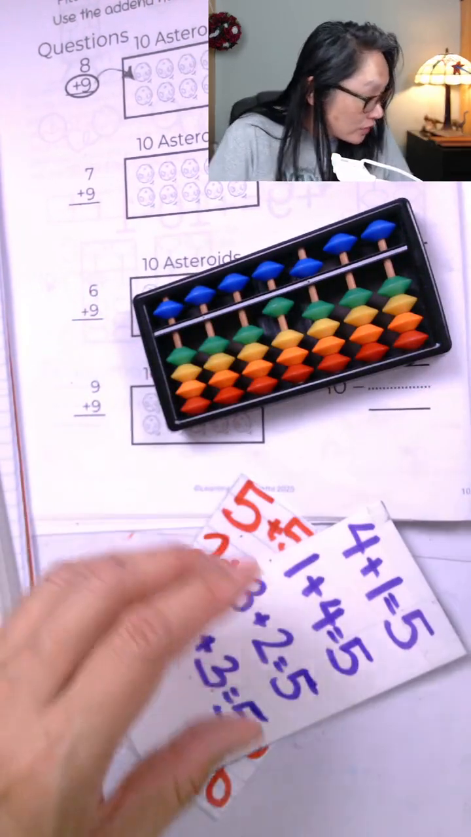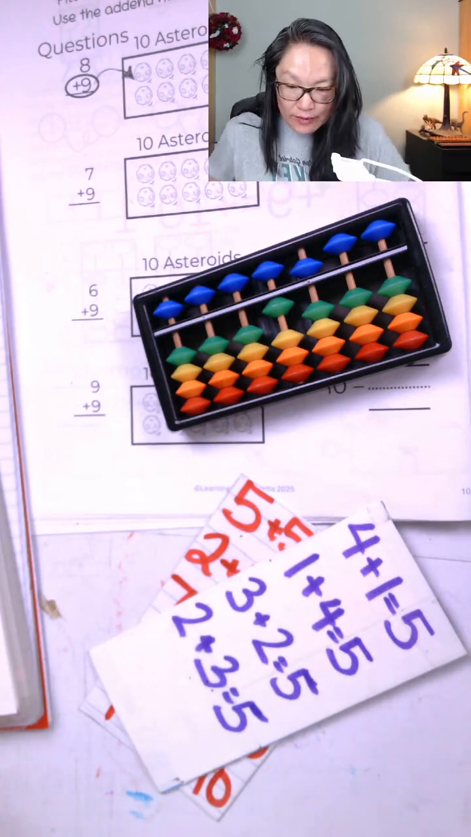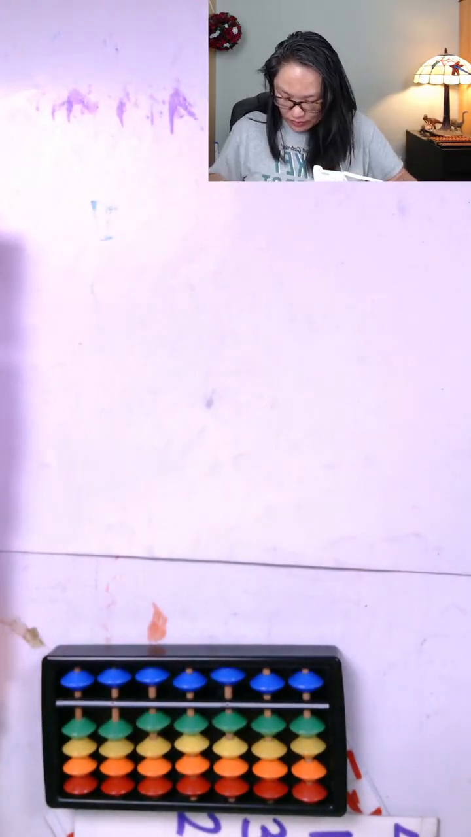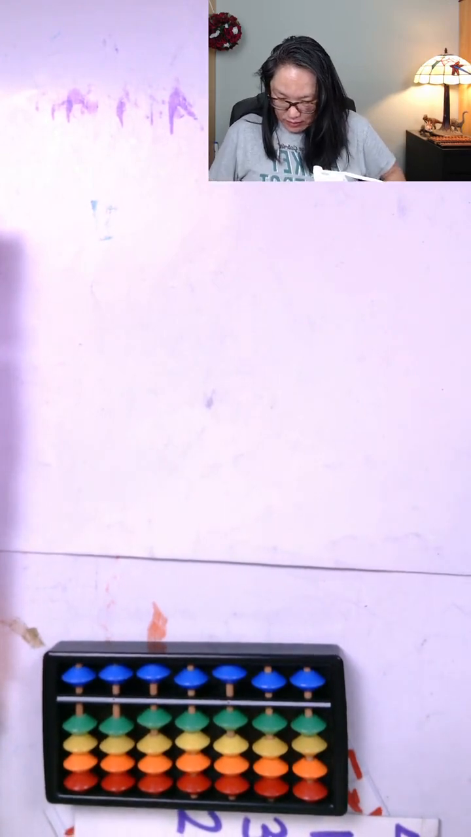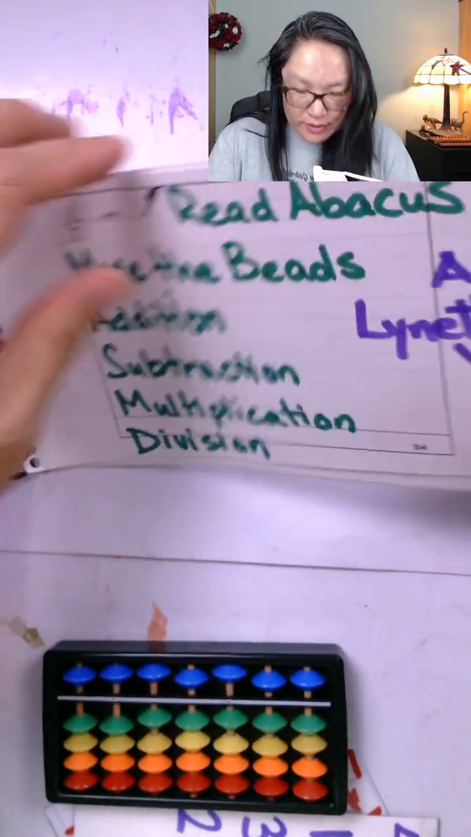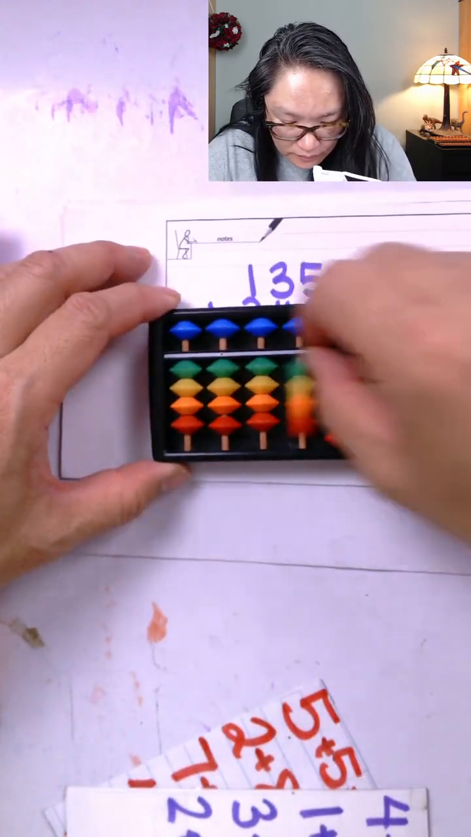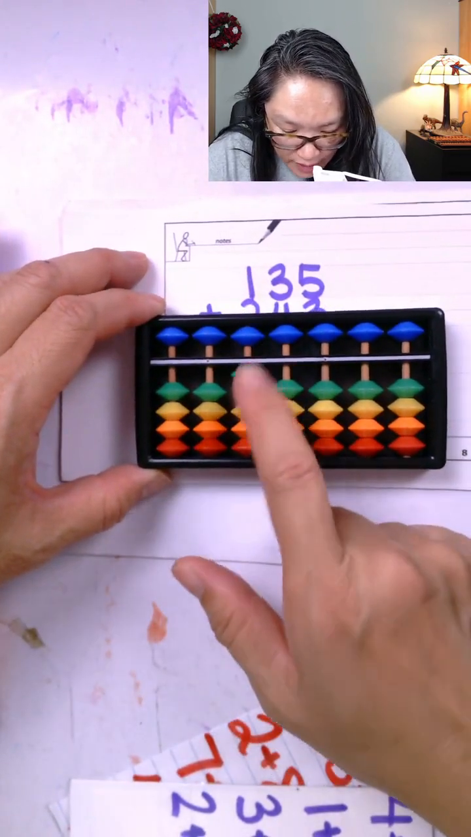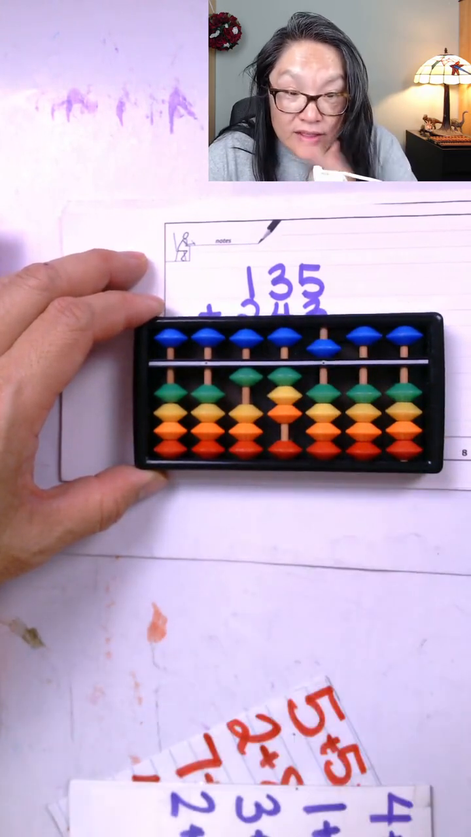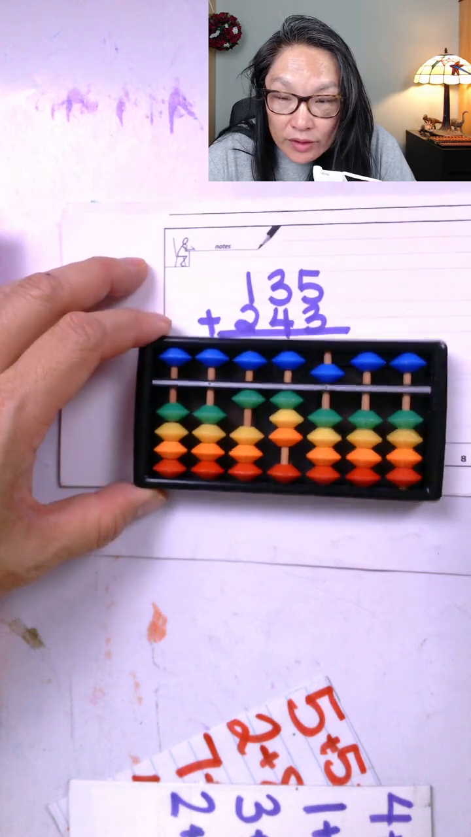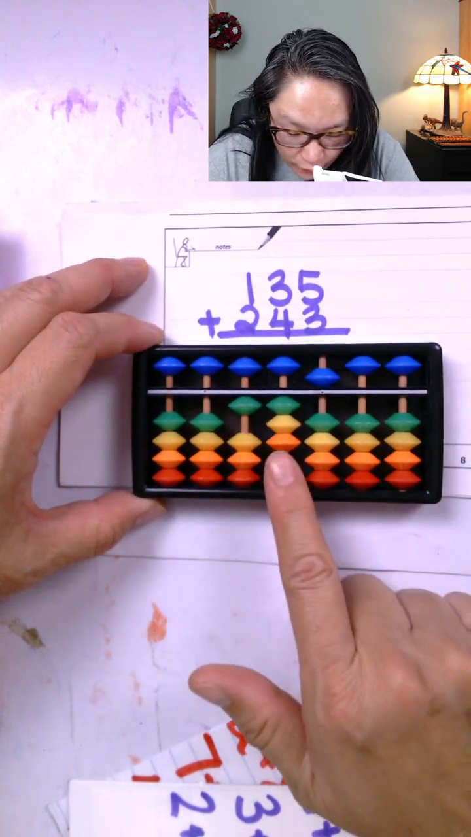Okay, you know what? Let's do it. Let's do another one. Let me show you how it scales. I will show you how it scales. If we did this one, let's do this one, right? I have 135. We know that this is 135. And then what are we going to do? We're going to add 243.